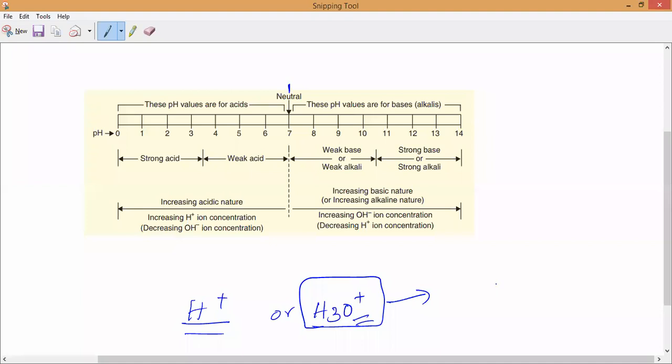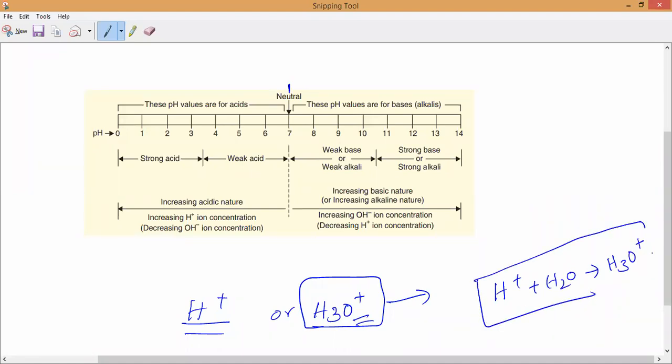H plus plus H2O gives H3O plus. Remember H3O plus. Actually, water may form H plus ions, or it may form H3O plus ions. Both are correct. This is called hydronium ions. H plus ions or H3O plus ions, both are correct, but at our class 10 level they will usually ask H plus ions only, 99 percent.